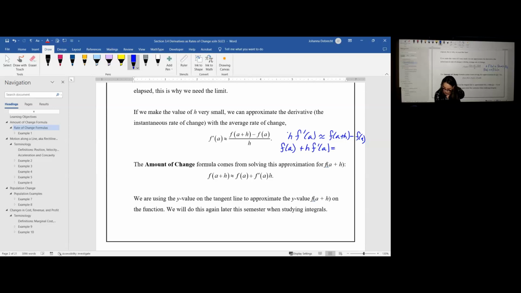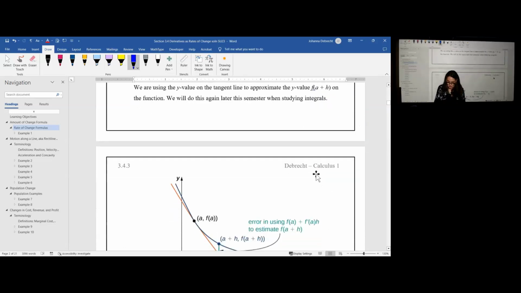This gives us an approximation of what the new value of the function is going to be. And this will work provided that h is very small. We're using the y value on the tangent line to approximate the y value on the actual function. As long as h is small, then the tangent line should still be close to the graph of the function. We'll do this again later this semester when we're studying integrals.